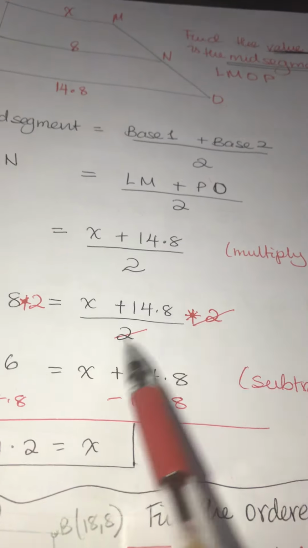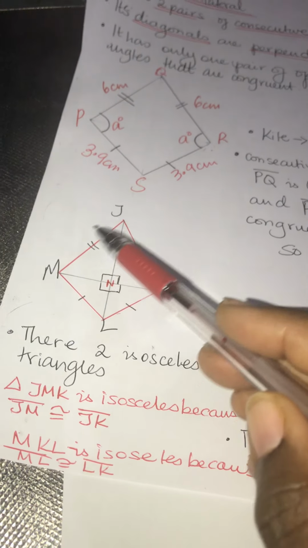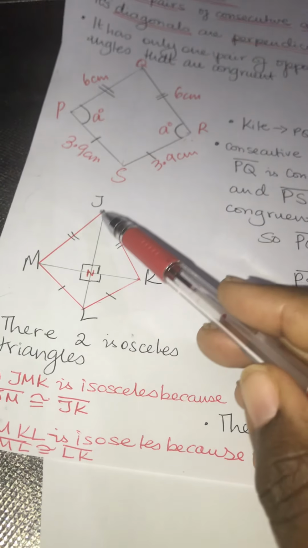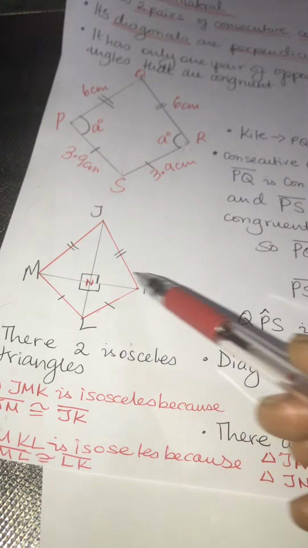Then I have diagonals JL and MK. They are perpendicular. That means where they meet, they make 90 degrees. Then there are four right triangles in a kite. J and M, J and K, M and L, L and K. Those triangles are right triangles.